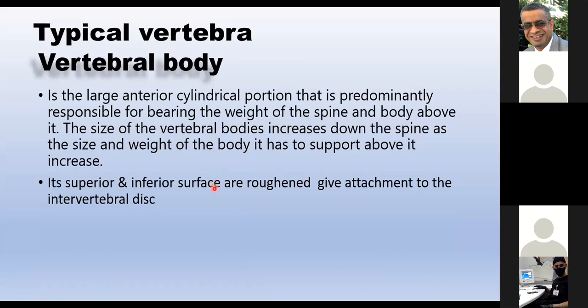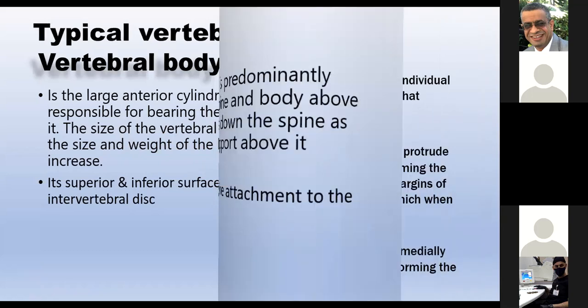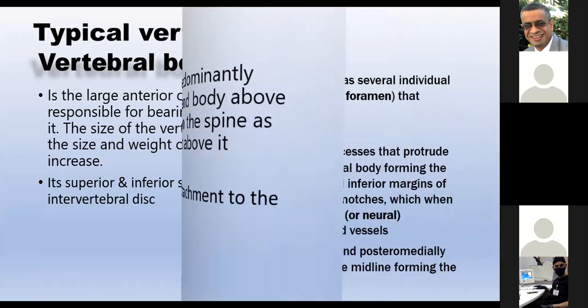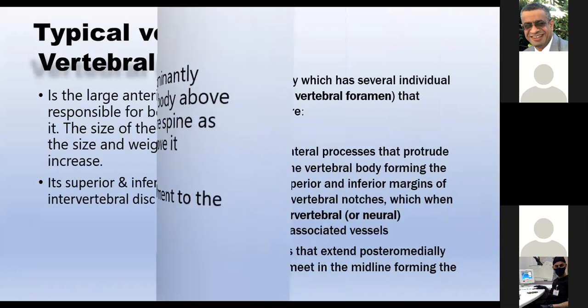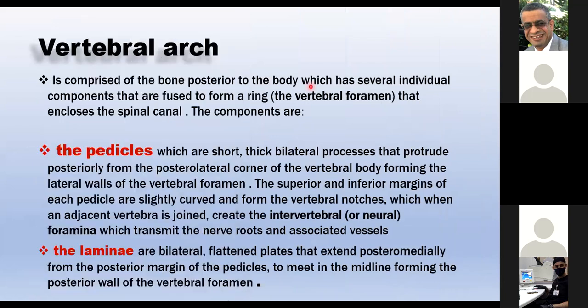Its superior and inferior surfaces are roughened, giving attachment to the intervertebral disc. While the vertebral arch is comprised of the bone posterior to the vertebral body, which has several individual components that are fused to form a ring, which is the vertebral foramen that includes the spinal cord. The vertebral arch components are pedicles, laminae, and seven processes.